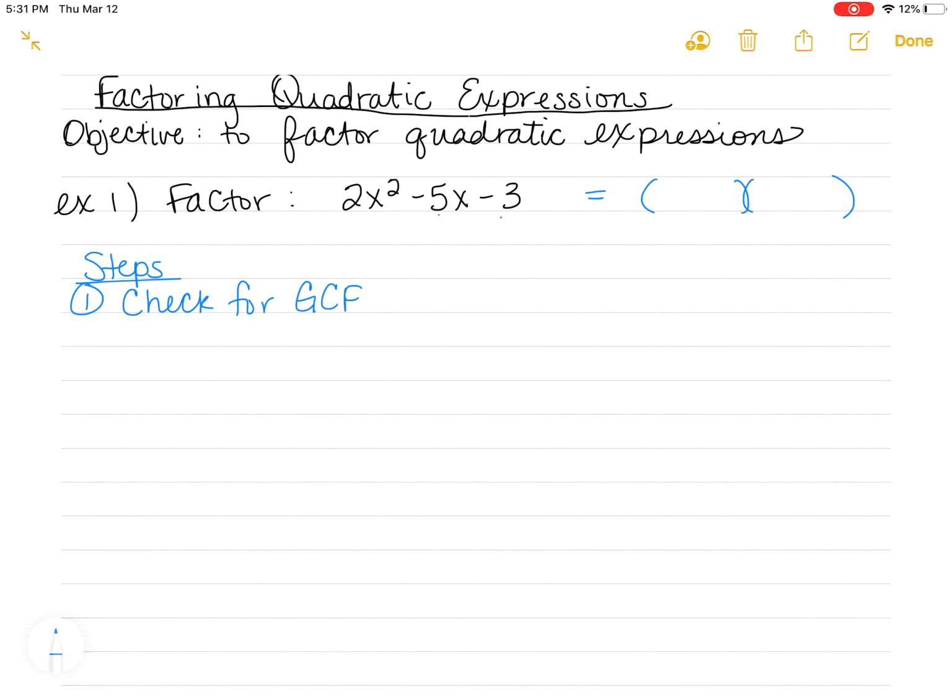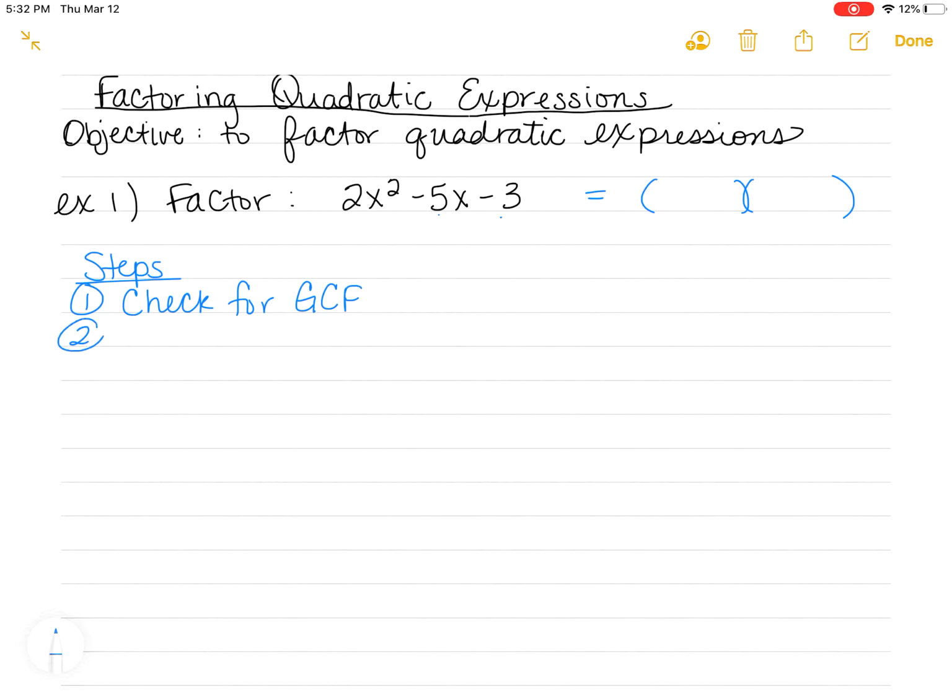And then I'm going to look at the variables. So I have an x squared, an x, and then there's no x on the last term. So there's not a greatest common factor for the variables either. So therefore, there's not a greatest common factor that needs to be multiplied or factored out.